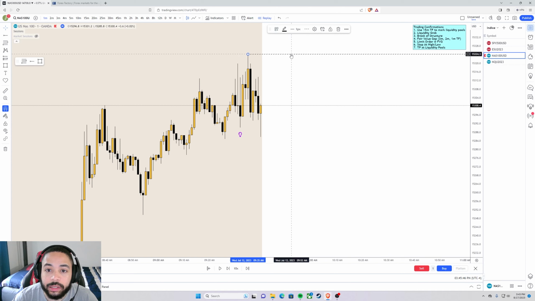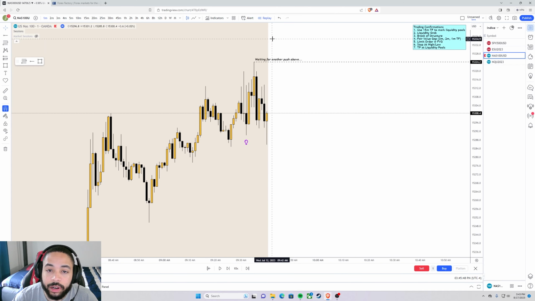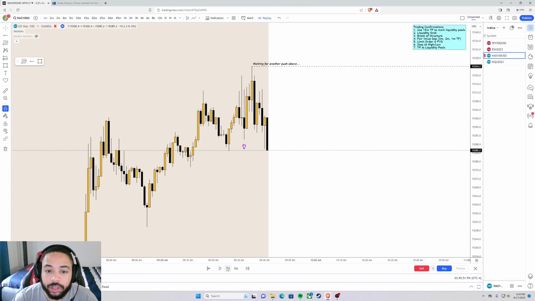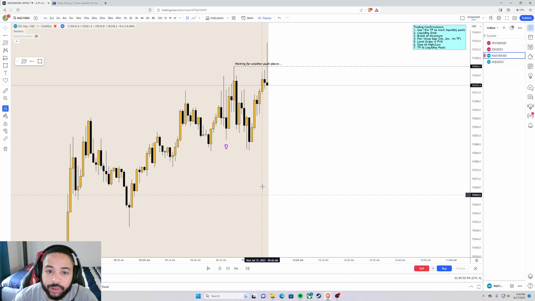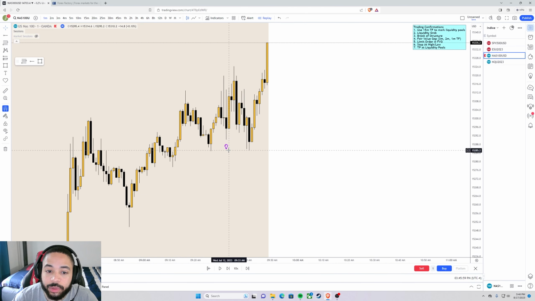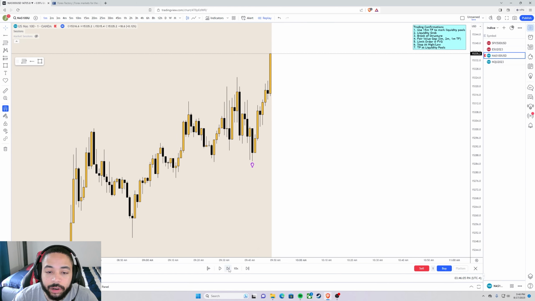What I would do is wait for another push above, right? So then we can get another break of structure. I don't really care what's going on with price right now. Okay, boom. So we got another push up, right? So then the most obvious structure point now is this level down here, at this level right here. So we continue, right? We just rinse and repeat.